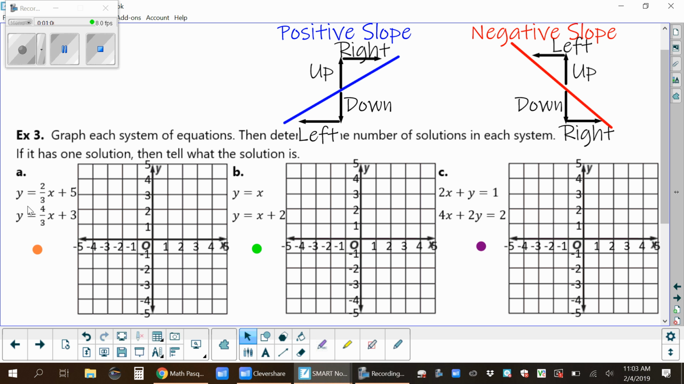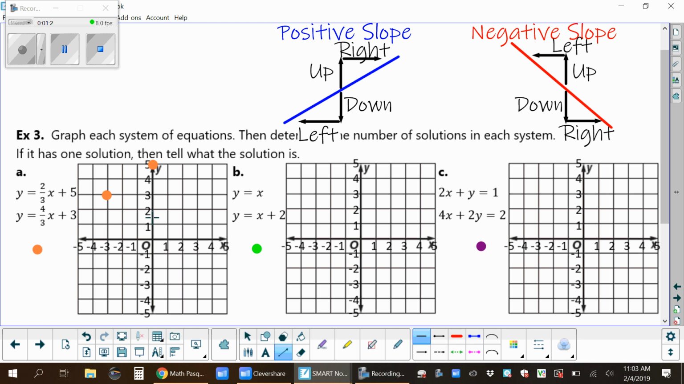So the first equation is y equals 2/3 x plus 5. That means that we will start at 5 on the y-axis. And then here's where we would normally go up 2 and to the right 3. But clearly we can't do that on this graph. So we're going to go down 2 and to the left 3 and put our point there.